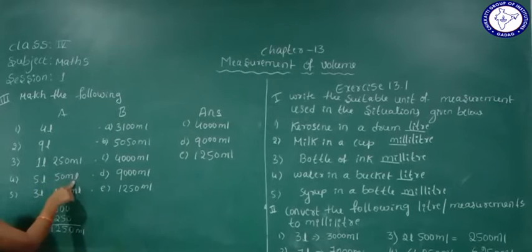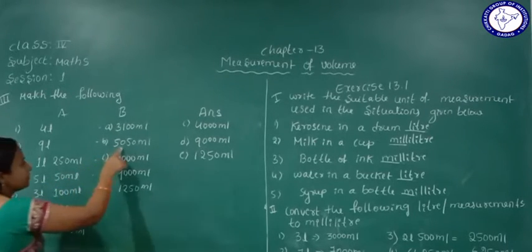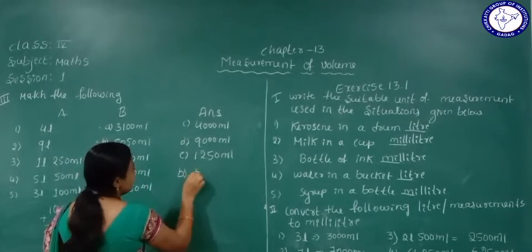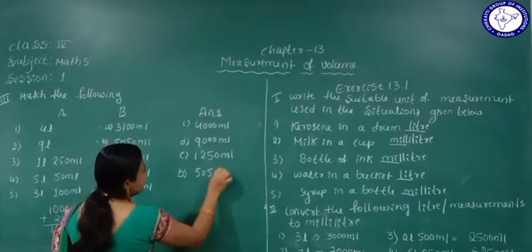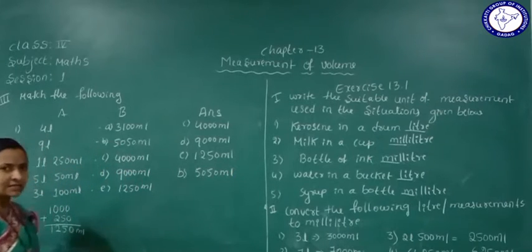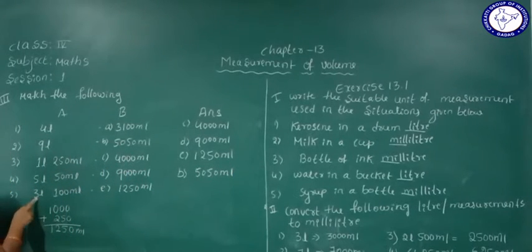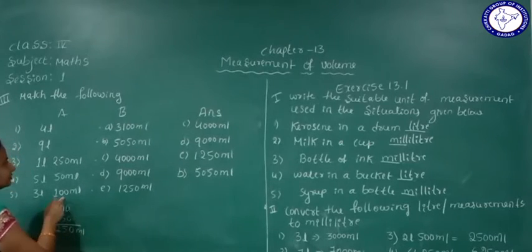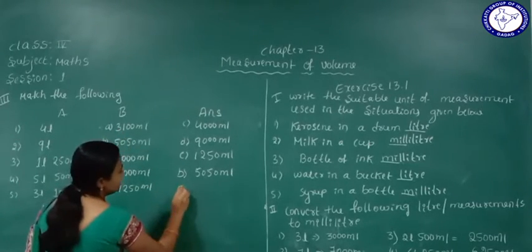Okay, same way the fourth one, that is 5 liter means here 5 into 1000, 5050 ml. Yes, here 5050 ml, that is B. Okay, answer. Next one, 3 liter 100 ml. 3 liter means converting to milliliter 3000 milliliter. 3000 plus 100, 3100 milliliter.